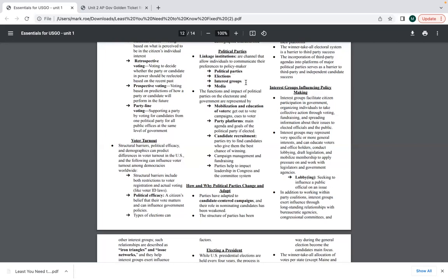Interest groups are bodies that have some particular agenda, whether it's gun control, not gun control, abortion, not abortion, whatever. And then the media, depending on the news station that people tend to watch, allows them to find out what is going on and ultimately maybe cast a vote in one form or another.